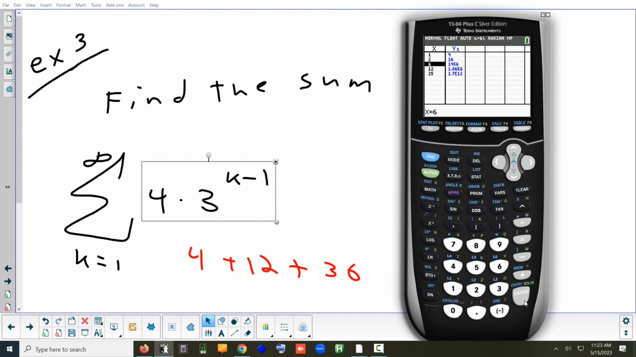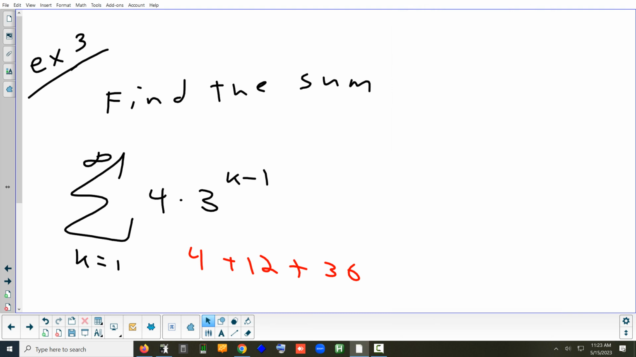16. And I do. And what if I add up the first 3? 52. So that's going to be 16 plus 36, which is 52. So look at what's happening as we add up more and more terms. It's just getting bigger and bigger, and it isn't approaching any value. So this is an example where the sum is diverging. Okay, it's not adding up to anything.